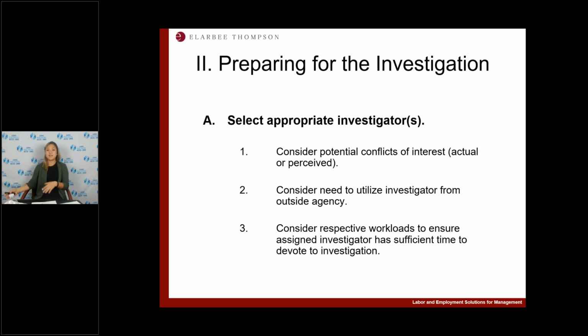But when you are selecting investigators for a specific investigation, you want to look at conflicts of interest, and that's whether actual or perceived. Perception is reality.